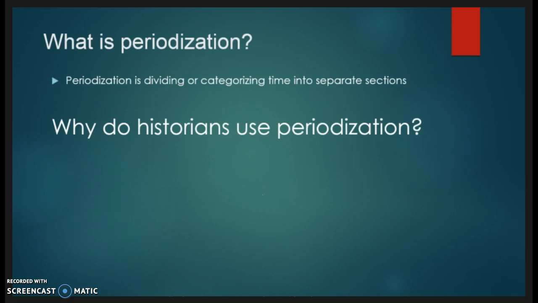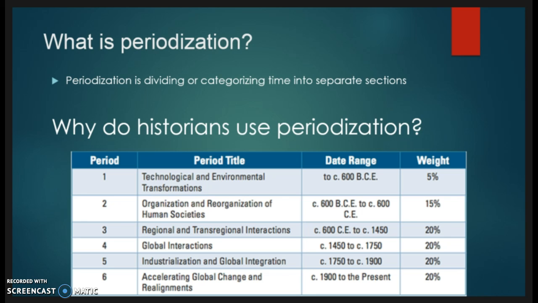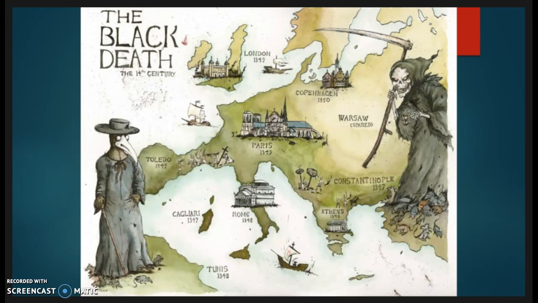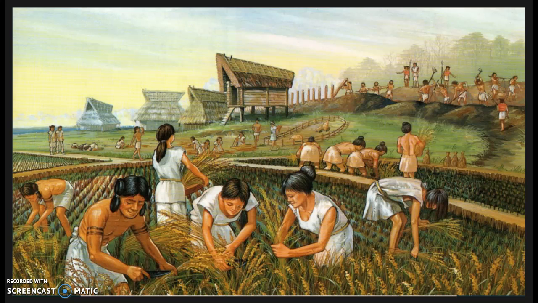Periodization is the dividing or categorizing of time into separate sections, and historians use periodization in three very specific ways. First, to distinguish one cluster of interrelated historical events from another in order to discover a pattern for change. Second, to identify significant shifts in those patterns in terms of discontinuities or turning points, which serve as the start and end of the periods. And finally, to highlight trends or events that appear dominant or important during a particular span of time.